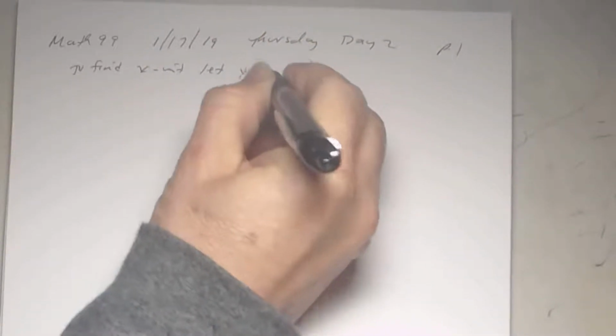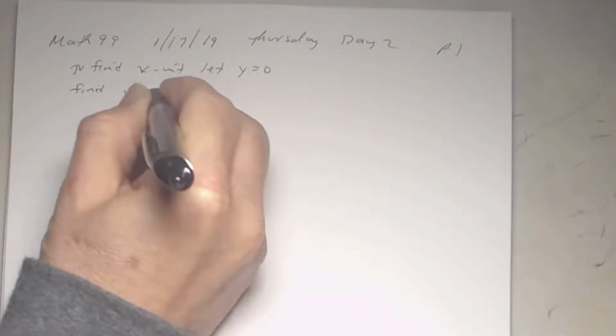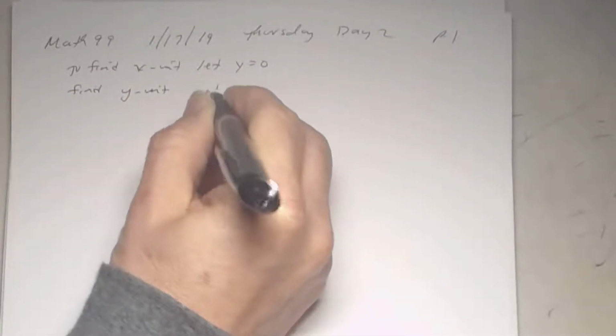Intercept is where the graph crosses the x-axis, and the y-intercept is where the graph crosses the y-axis. And remember, we said last time that to find the x-intercept, you're going to let y equals 0, and to find the y-intercept, you're going to let x equals 0.